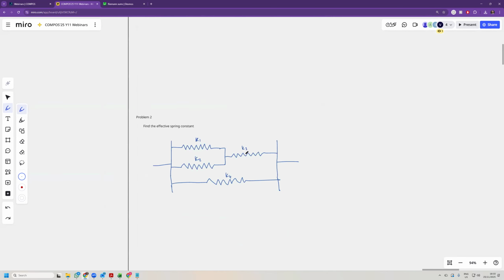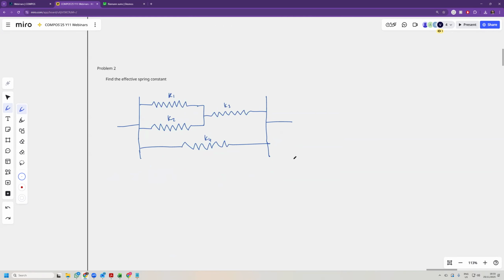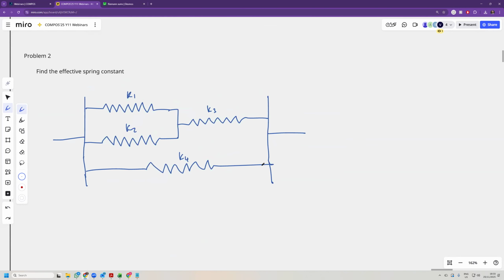Okay. Then the next, now we're jumping into much harder problems. So apologies. We've done an easy one. Now let's get to grips with some tough ones. Find the effective spring constant.